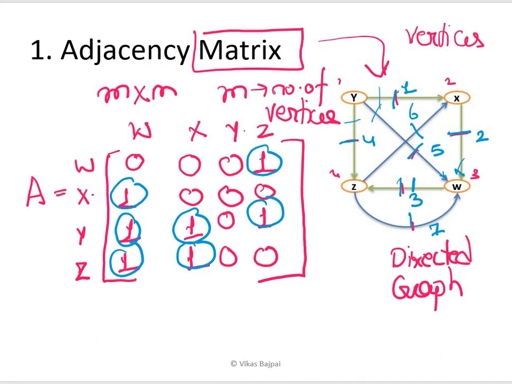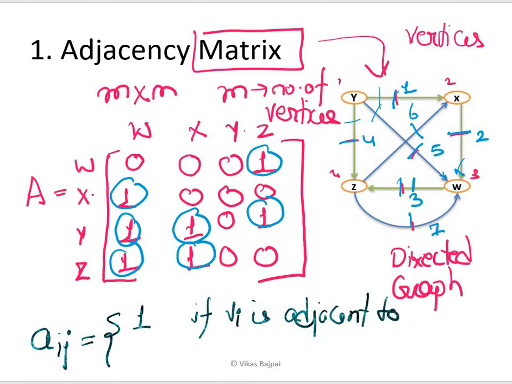So in order to write the formal representation of this adjacency matrix, for A of i, j, we get 1 if there is a Vi which is adjacent to Vj, that means if there is an edge from Vi to Vj, and 0 otherwise.